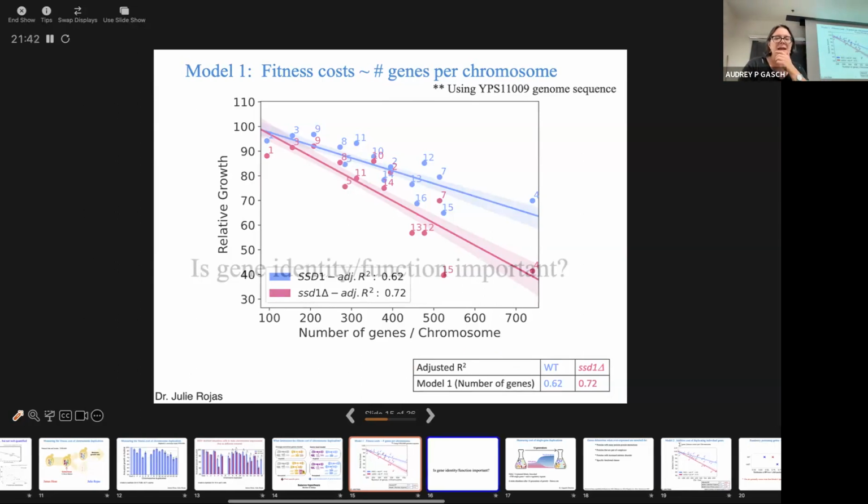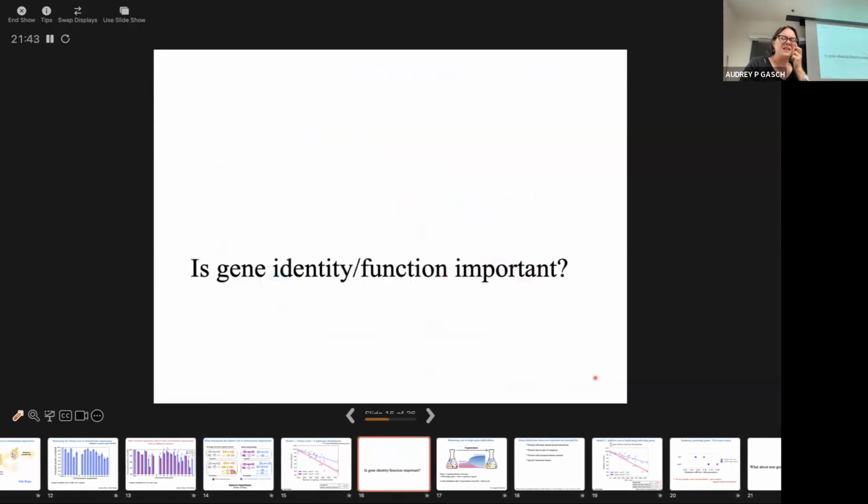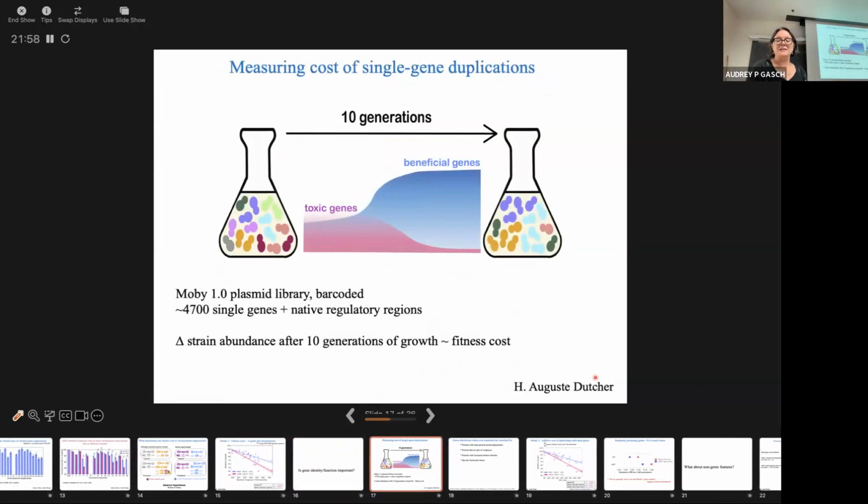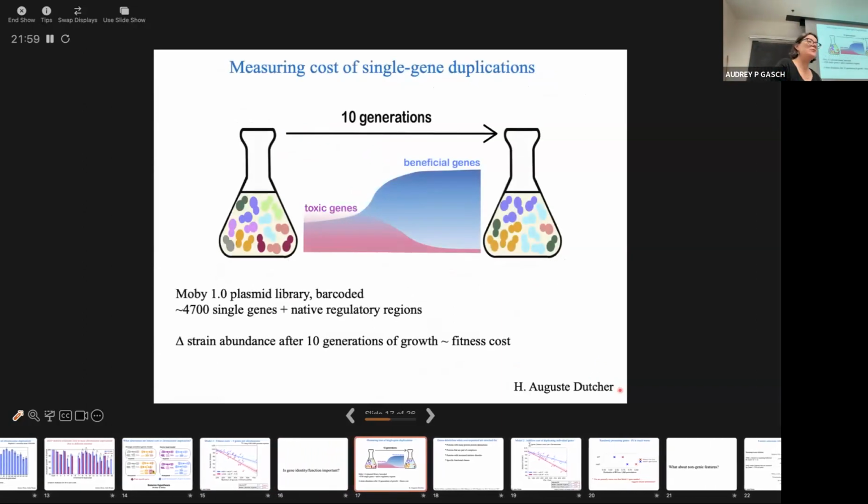So then the next thing that Julie wanted to know is, well, what about the actual genes that are on each chromosome? Might it matter that some genes are just a lot more toxic than others? And so here's where we use a really cool approach. And I should say that this data was generated by a graduate student in the lab, August Dutcher, who was nice enough to share the data. She's using this data for other purposes as well.